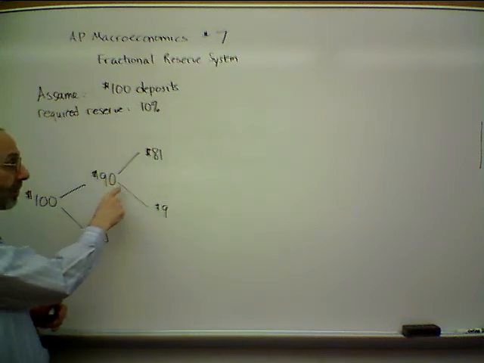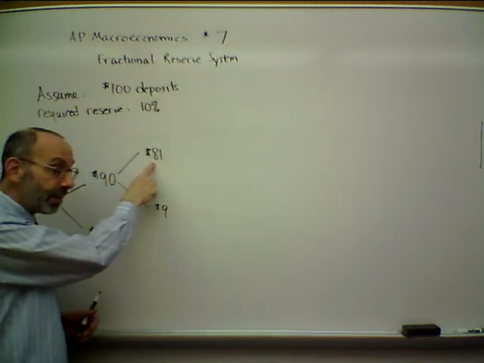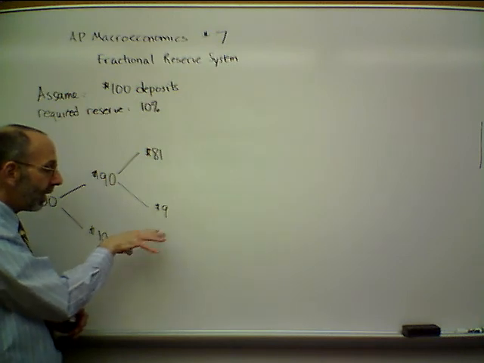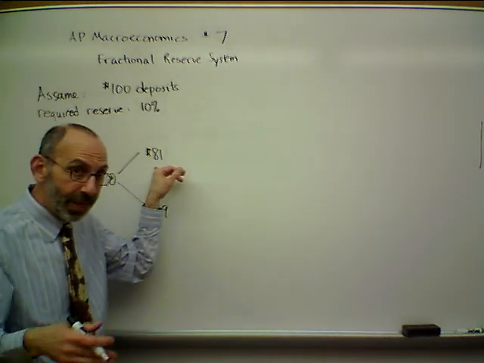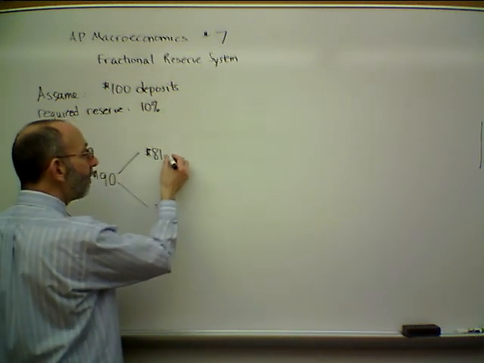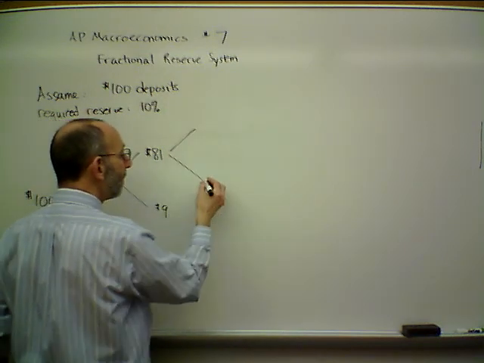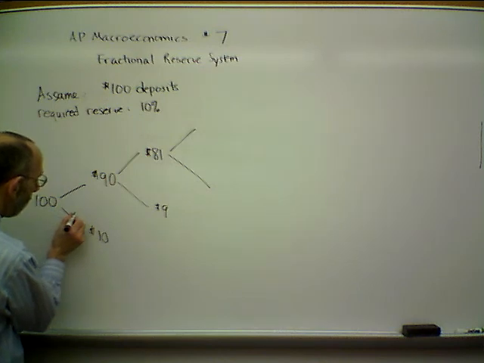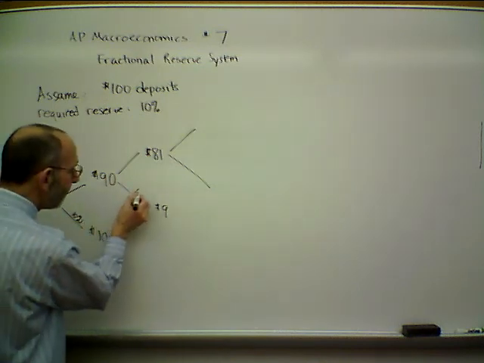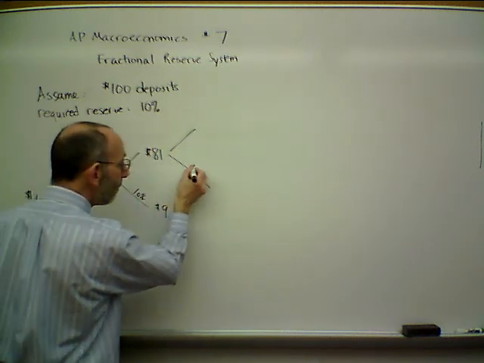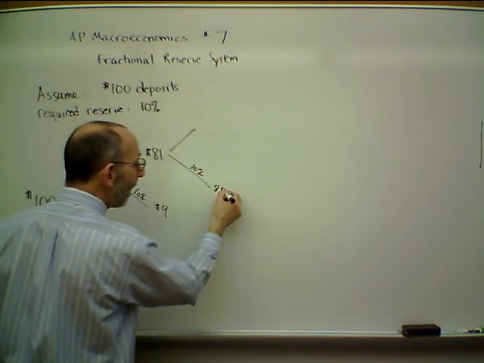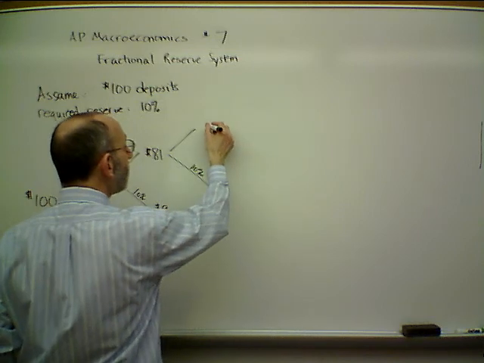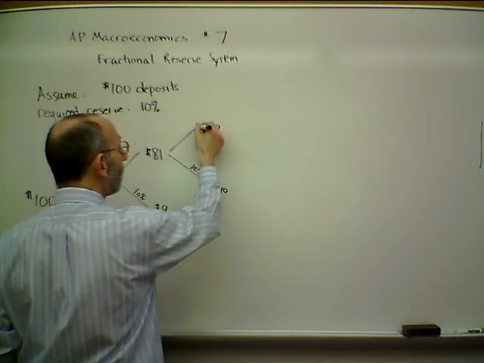$90 as a deposit can be lent out 90% at $81, $9 held aside. These $81 are new deposits. They were the loan that became a deposit. And again, we have two different amounts. I'll put it here, 10%, and this is 10%. And this is the required reserve percentage. 10% of $81 is $8.10. And we have approximately $72 here.